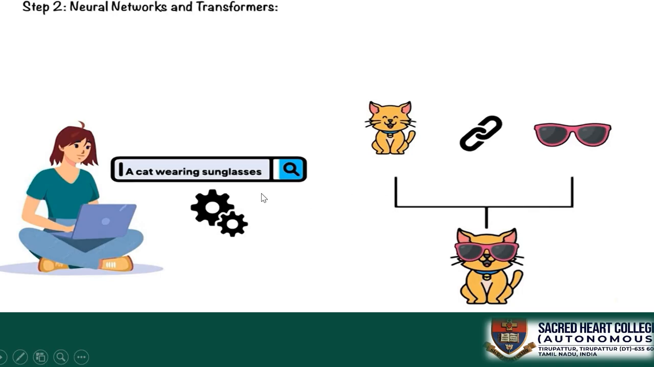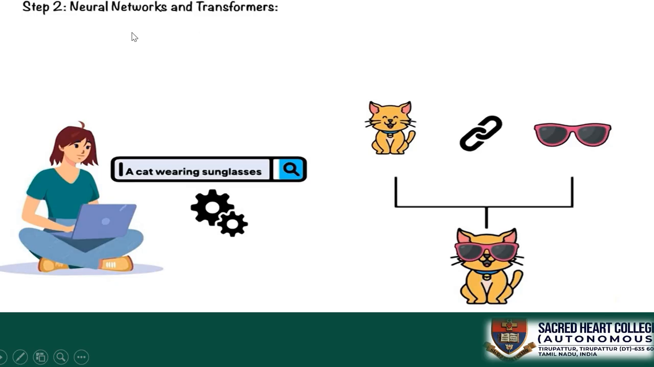First, AI breaks down the text prompt. It understands that cat is an object and sunglasses is an accessory. Then it finds a relationship between these elements. It links the idea of a cat with the concept of sunglasses. Finally, the AI generates an image combining both ideas. It creates a completely new picture of a cat wearing sunglasses.